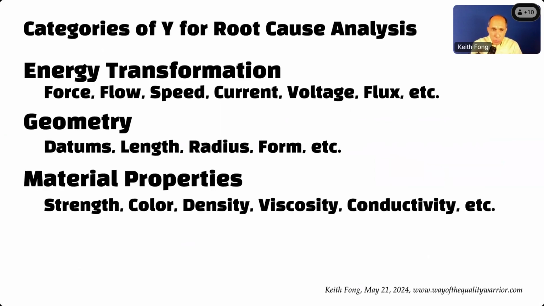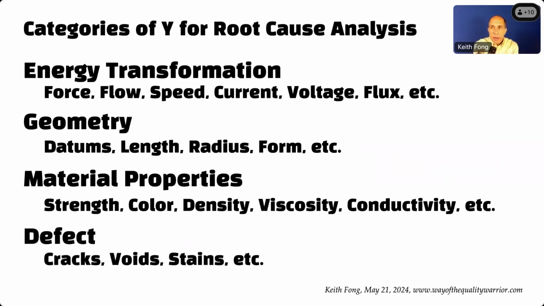Then there's things like material property, things like strength, color, density, viscosity, conductivity. So again, we're looking at different kinds of properties: mechanical, fluid, electrical, and color would be optical. So again, the property of materials may not be satisfactory. And again, that might be what we use for the y for our root cause analysis.